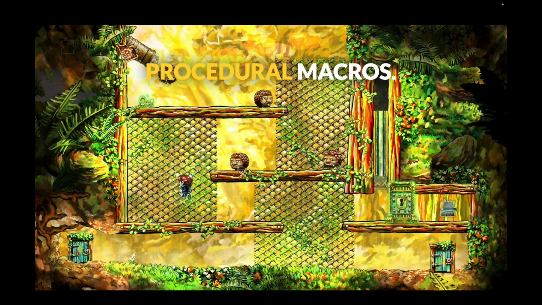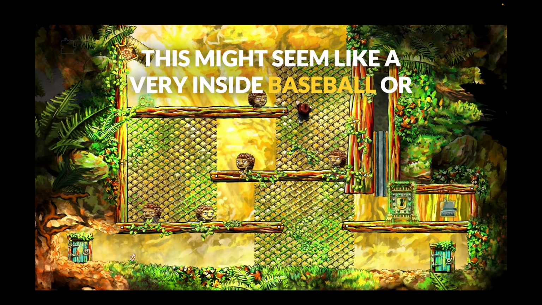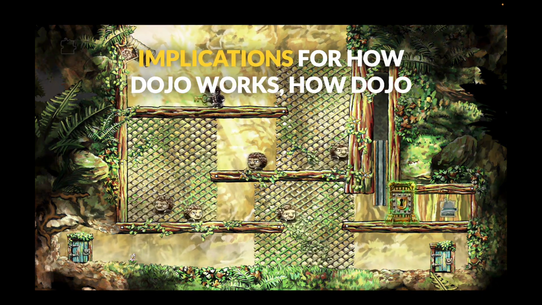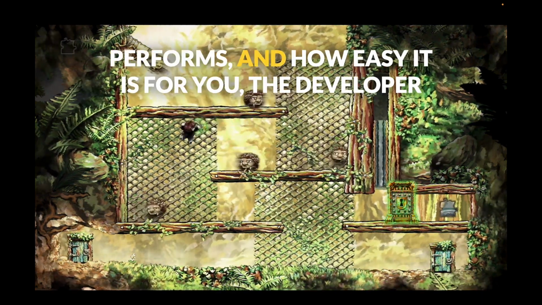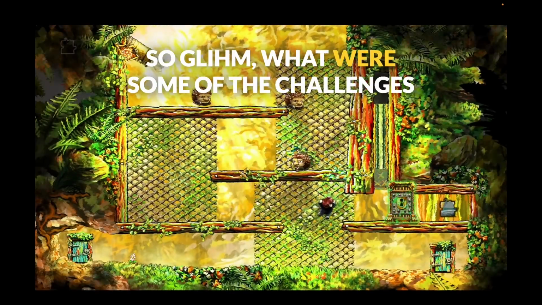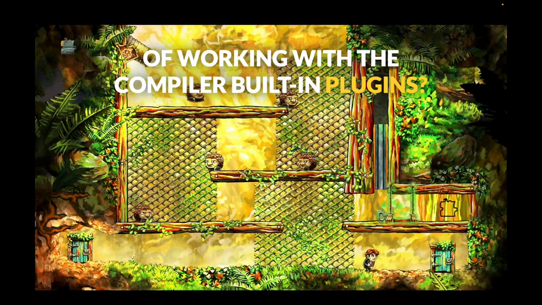to using procedural macros. This might seem like a very inside baseball or low-level change, but it actually has really big implications for how Dojo works, how Dojo performs, and how easy it is for you, the developer, to build with Dojo. So, Glihm, what were some of the challenges of working with the compiler built-in plugins?